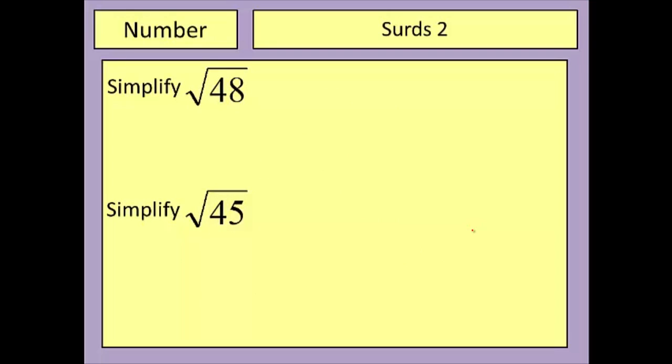Here are 2 examples. Now in the first example, the square root of 48, I'm going to break this up into the square root of 16 times the square root of 3. Now the square root of 3 is irrational, there's nothing I can do to tidy that one up, but the square root of 16 is 4, so I can simplify this fully to 4 root 3.